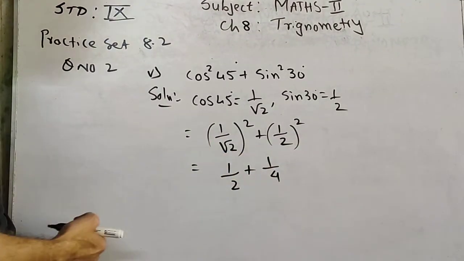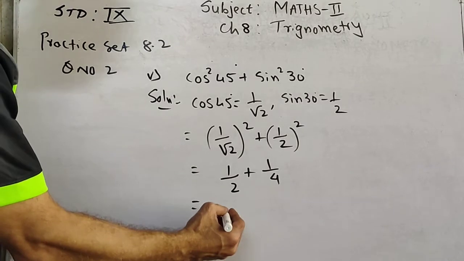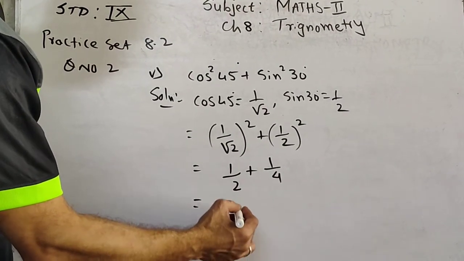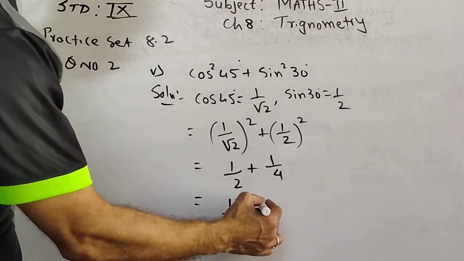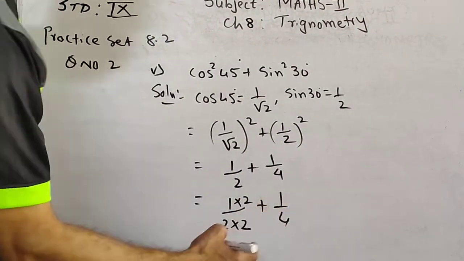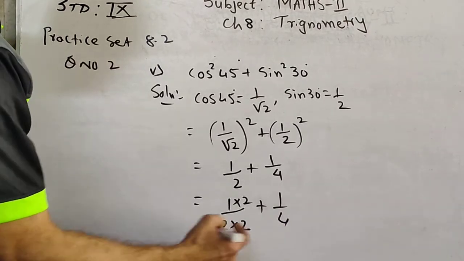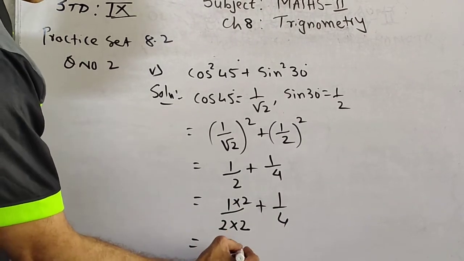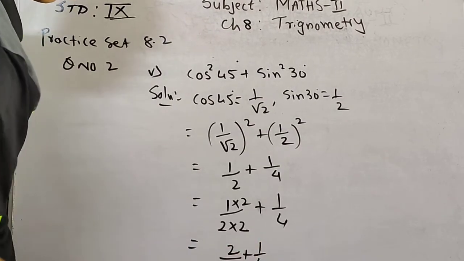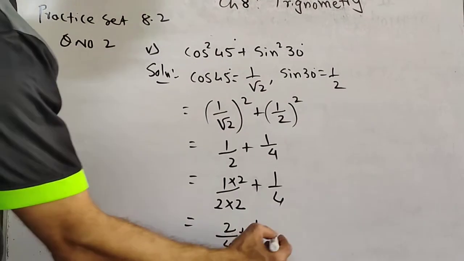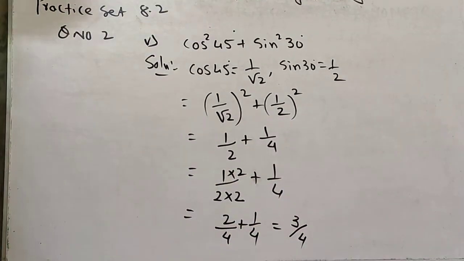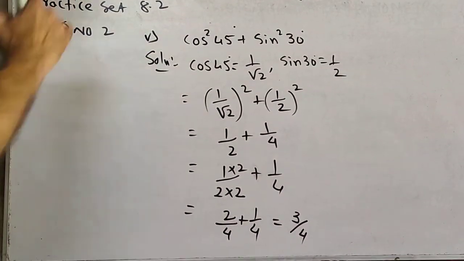Now you have to equalize the denominator. So what you will do, in a very simple way, this 2 you will multiply by 2 down also and up also. Okay? Because here we want 4, right? So 2 ones are 2, 2 upon 4 plus 1 upon 4. You will get the answer. 2 plus 1 is 3, 3 upon 4 is the answer for the fifth one.